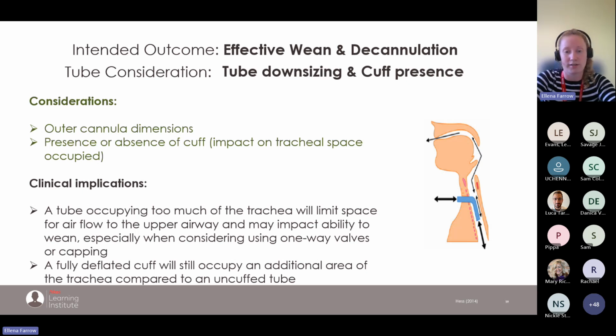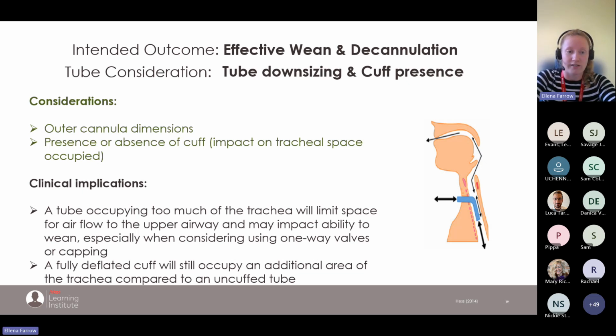So you want the dimensions of your tube to take up the least amount of space in the airway as you can, but then think about what that cuff does. Even a fully deflated cuff is still going to occupy an additional space in the trachea compared to an uncuffed tube, and therefore have some impact on airflow to the upper airway. So if you've got a patient with a cuffed tube that actually doesn't require any periods of cuff inflation, and the wean is potentially not progressing as planned, then it's possible to consider whether changing to an uncuffed tube would be beneficial, because you might be able to get that additional airflow to the upper airway without necessarily changing anything else about the tube.